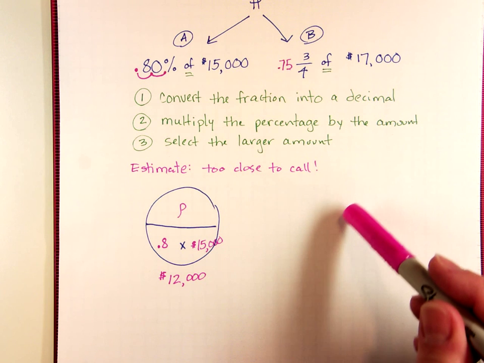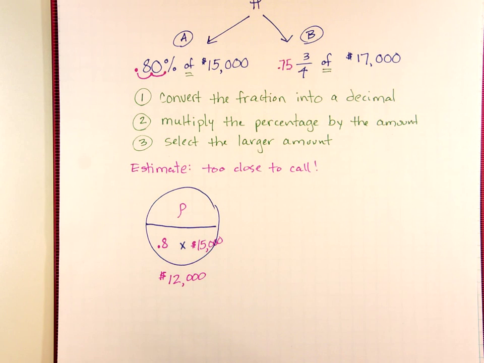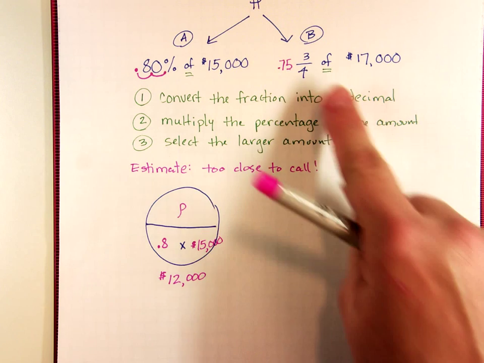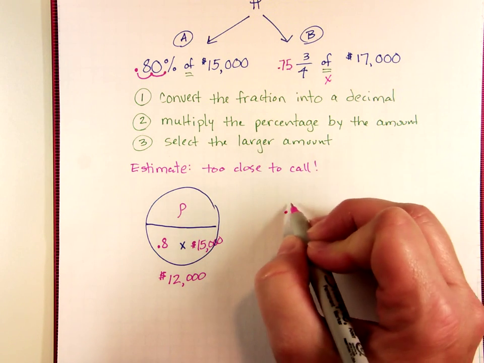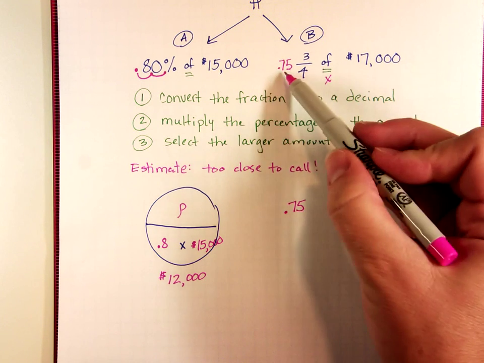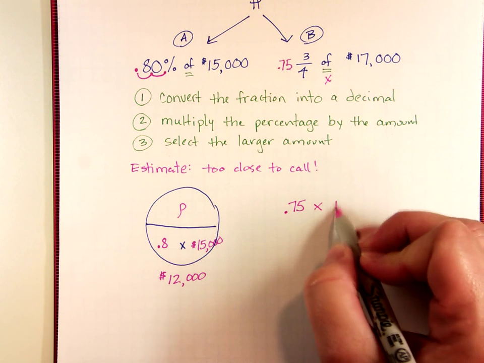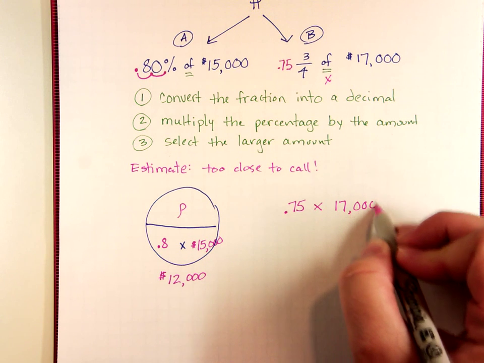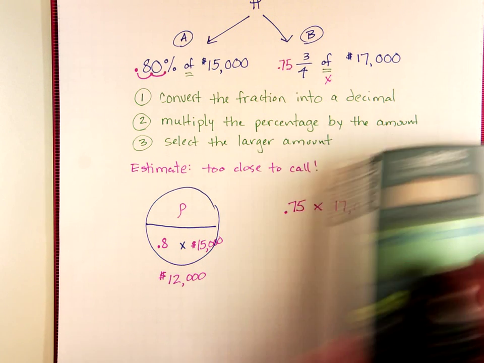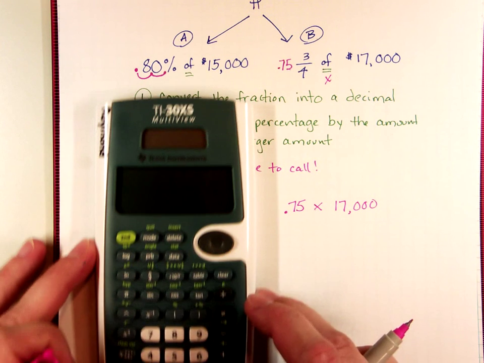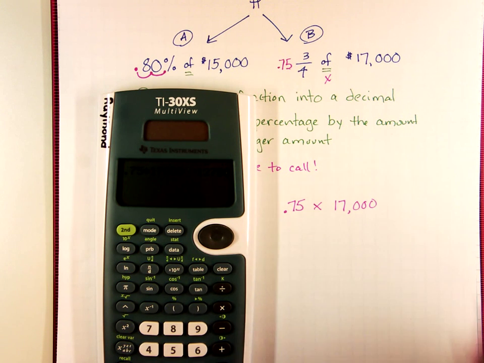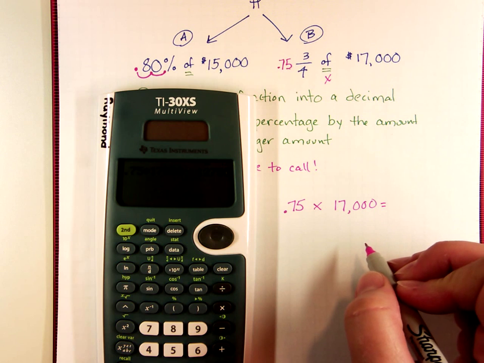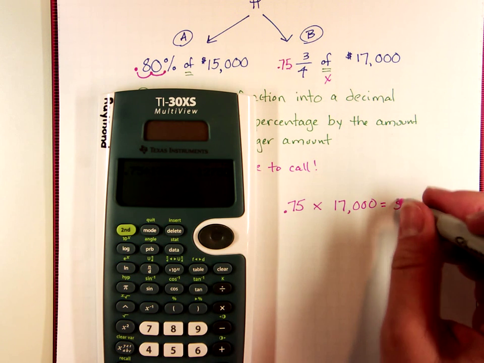Now we could do the same thing on this side, make another percent circle. However, remember when I said that you can assume that of means multiply? Let's just do that. 0.75 times 17,000. Use our calculator. 0.75 times 17,000 equals 12,750.